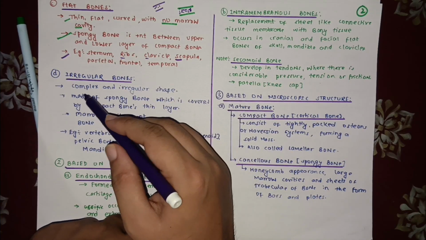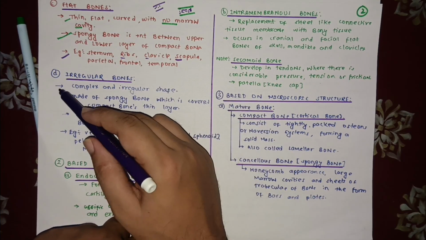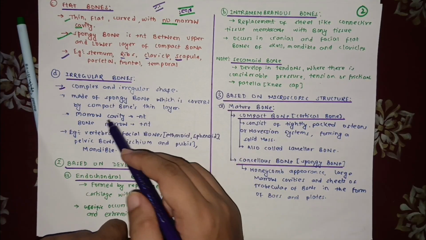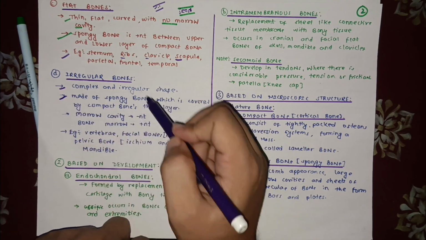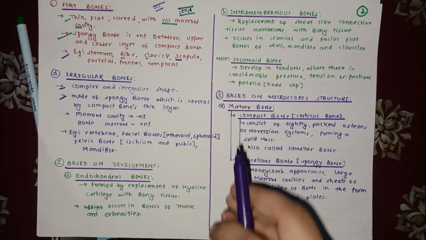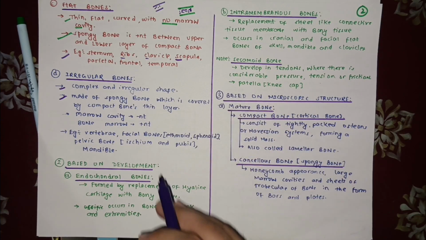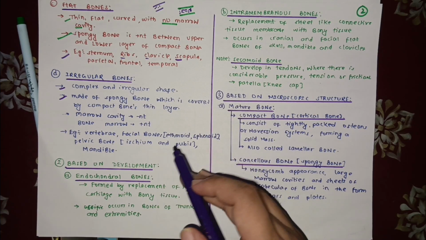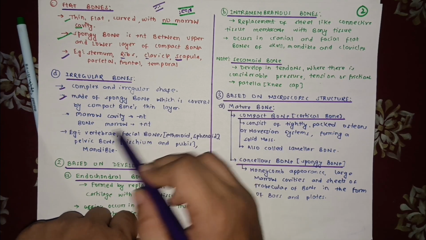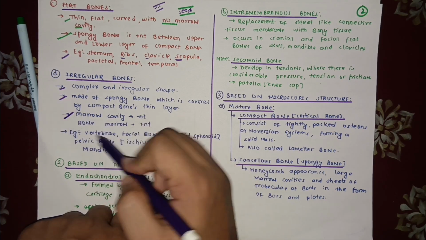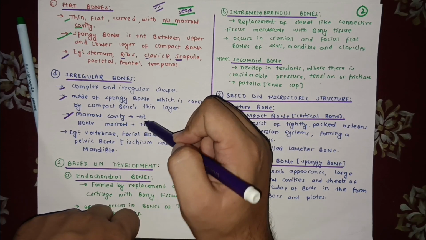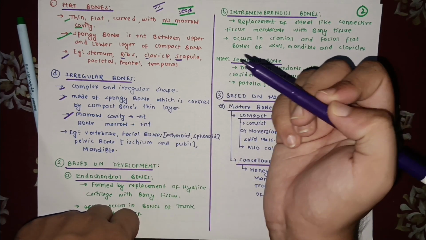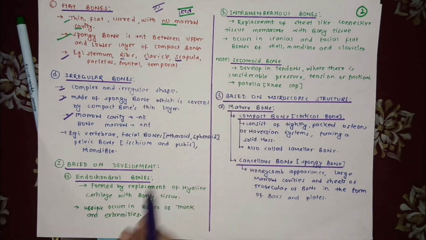So there we can see the complex and irregular shape. They are complex and irregular, made up of spongy bone which is covered by a thin layer of compact bone, peripherally. The marrow cavity is absent here but bone marrow is present. So the marrow cavity is absent in the irregular bone and bone marrow is present, which is similar to the short bone and also the flat bone.